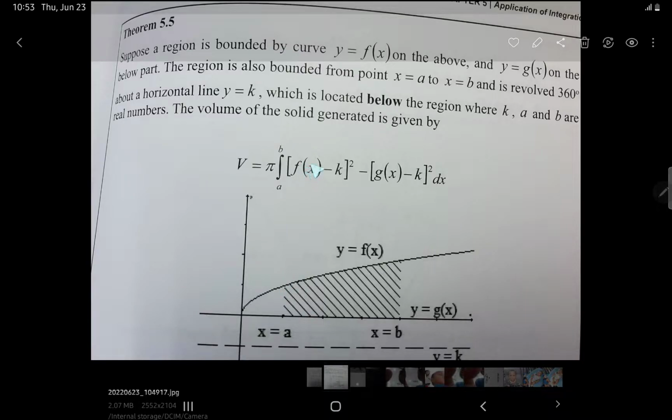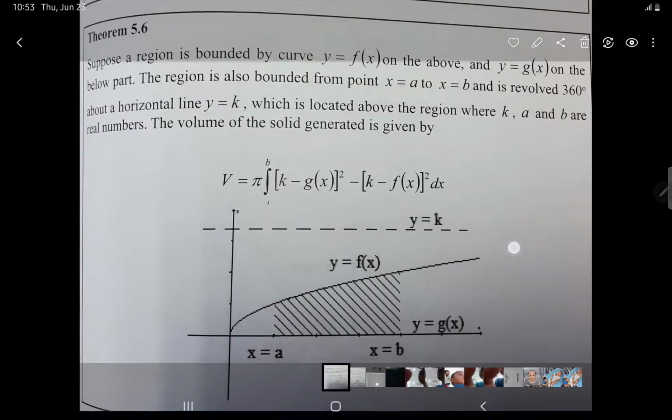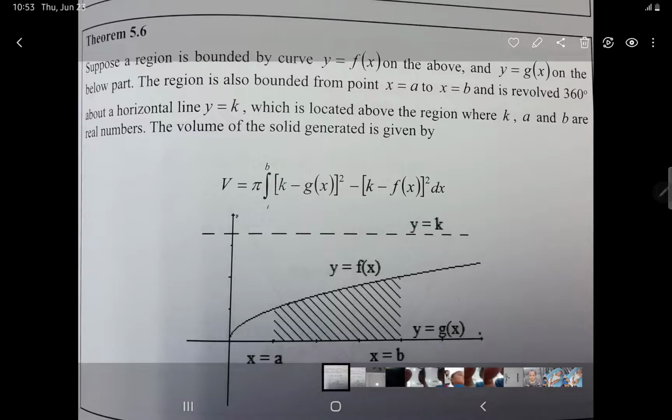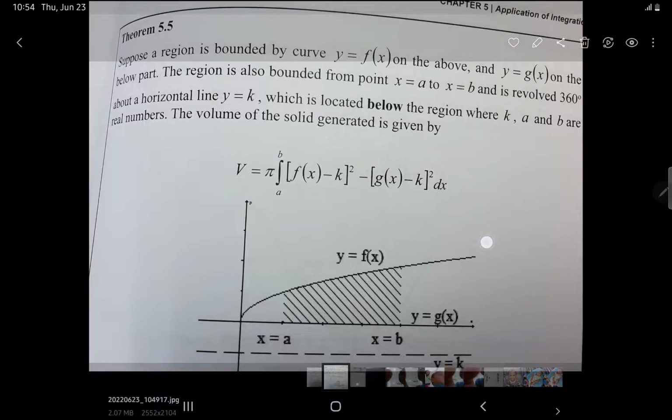Okay, so dekat sini, upper function minus axis of revolution square minus lower function minus axis of revolution square. Ini untuk first formula of Washer method. Untuk second formula, yang theorem 5.5, sama juga kita integrate by dx. Tapi kat sini, K dia adalah axis of revolution lah. Sama axis of revolution dia bentuk horizontal. Tapi apa beza dia?